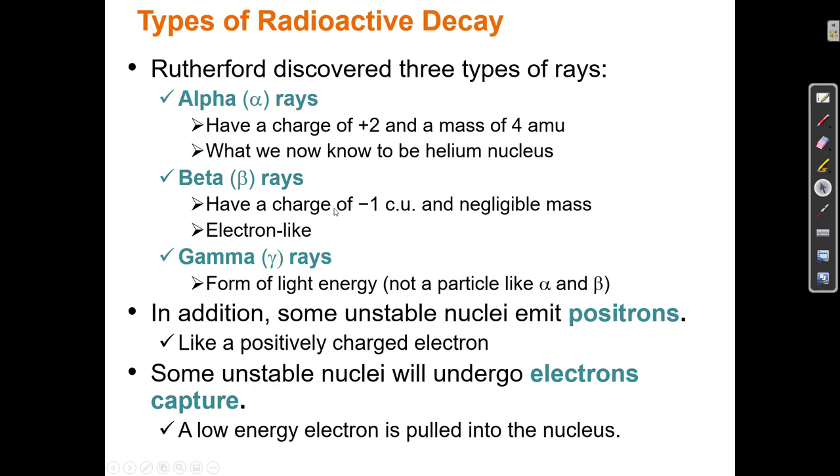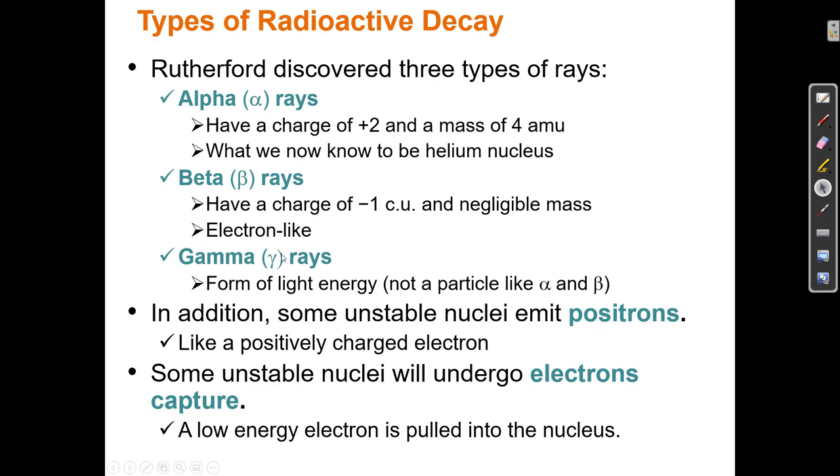Beta rays have a charge of -1 and negligible mass. They are electron-like. So beta rays are basically electrons that have been emitted from an atom, and they are carrying a lot of kinetic energy as they're emitted from the atom. Kinetic energy just being the energy of them moving through space. So these beta rays, being electrons, have a charge of -1. And remember that an electron's mass is very, very small, but it's still there. So beta rays are composed of particles, electrons, and alpha rays are composed of particles, helium nuclei.